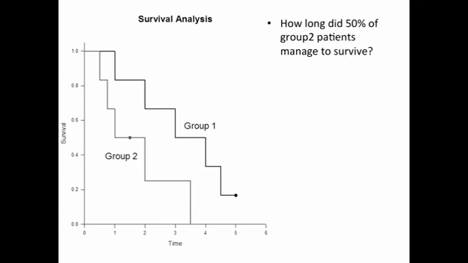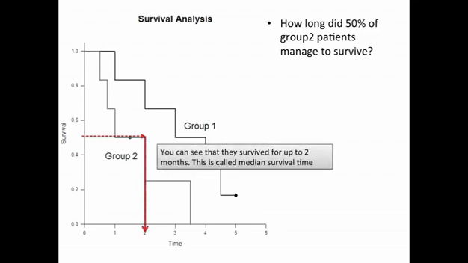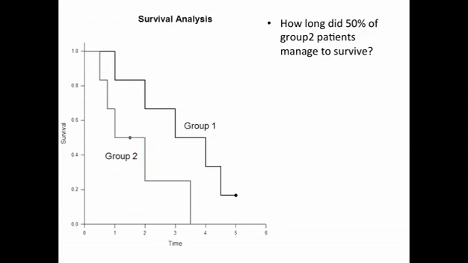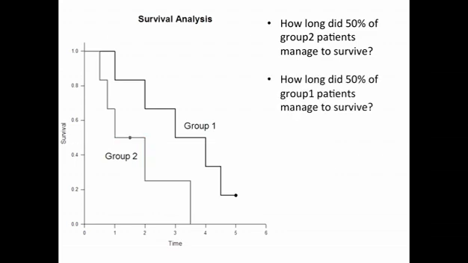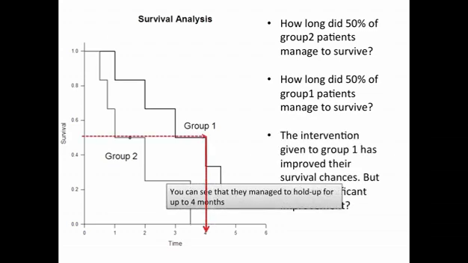50% represents the median proportion in a group. How long did 50% of group 2 patients manage to survive? You can see that they survived for up to 2 months. This is called median survival time. How long did 50% of group 1 patients manage to survive? You can see that they managed to hold up for up to 4 months. The intervention given to group 1 has improved their survival chances. But is this a significant improvement?